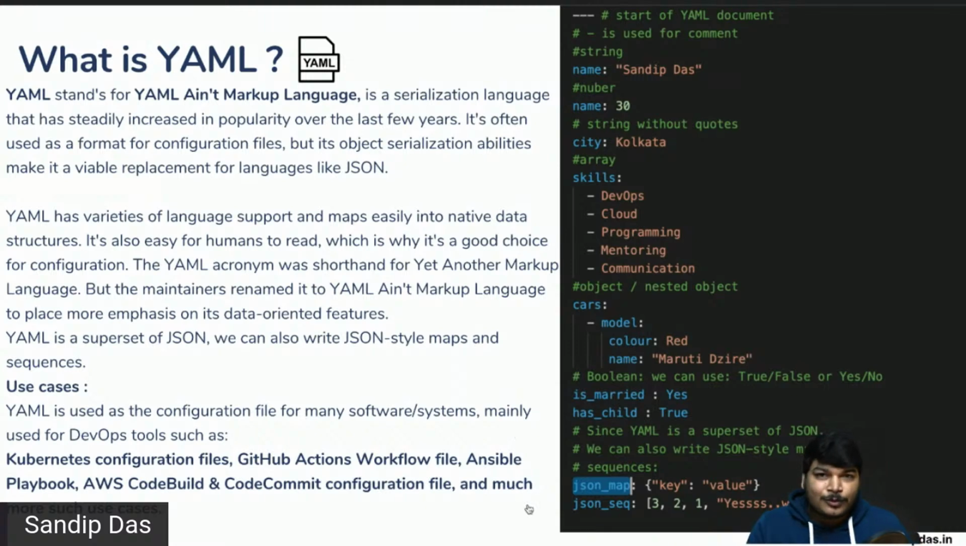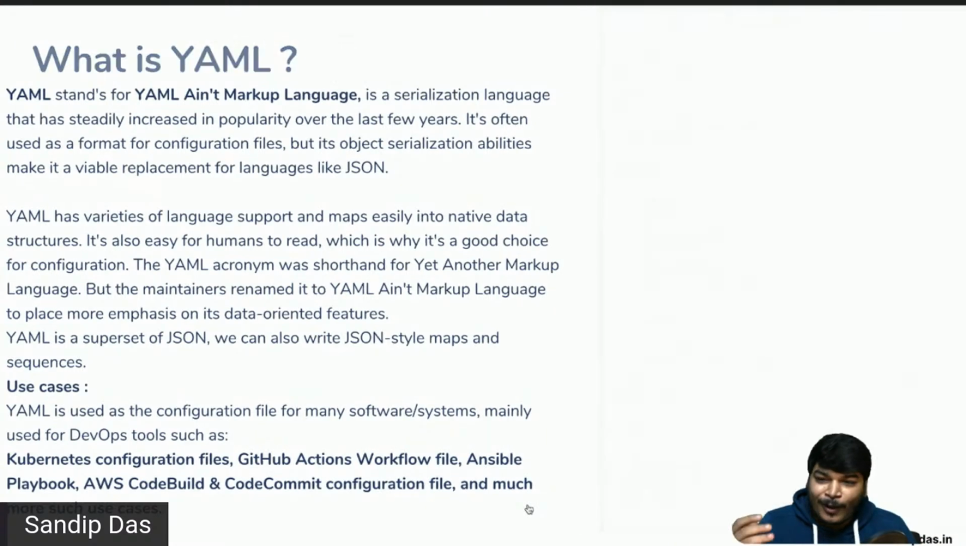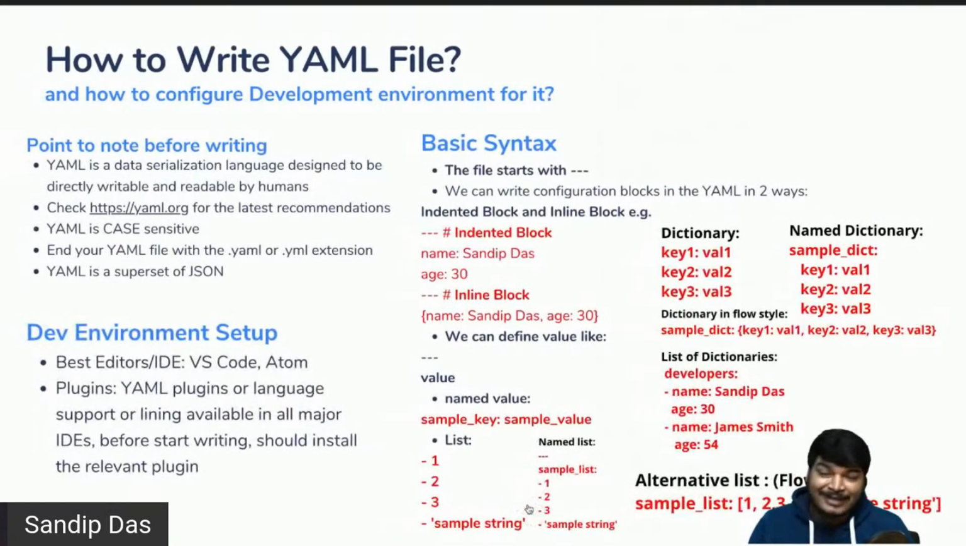Now, since we have learned that, let's jump to how to write a YAML file. I think that's one of the basic questions you might have had from the beginning. Before jumping to the writing part, there are some points to note. YAML is a data serialization language designed to be directly writable and interactable by humans. That means non-tech or tech people should be able to read and edit it without much complexity.